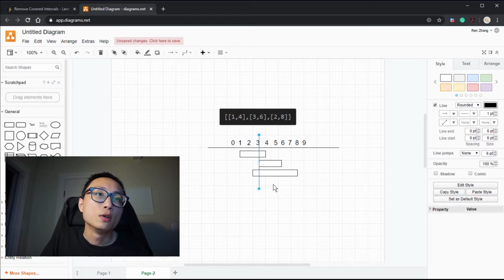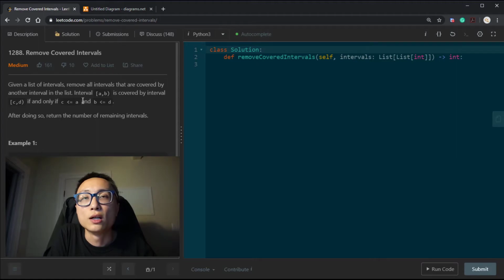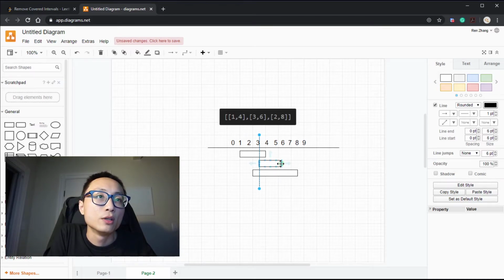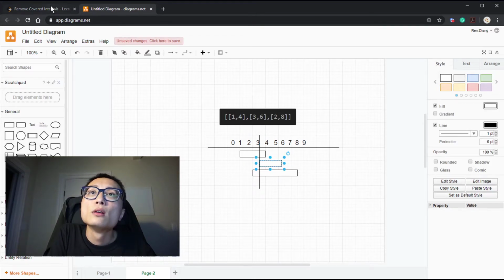The new interval we encountered is 3, 6. At this point we are pretty sure all the prior intervals, 1, 4 and 2, 8, satisfy the C is less than or equal to A condition. All we need to do is test whether B is less than or equal to D. The B here is the right-hand side of the current interval we are looking at.